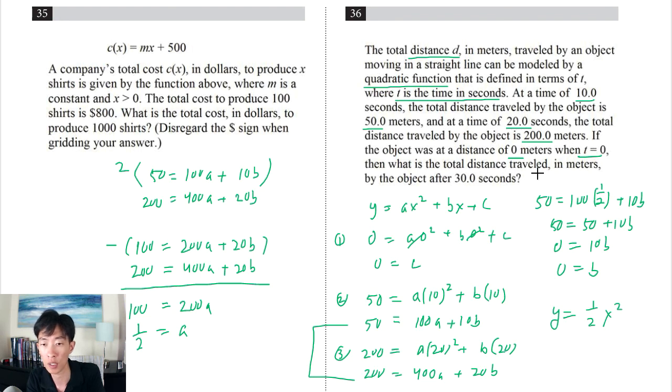So the question that they want to know is, what is the total distance traveled after 30 seconds? So all I'm going to do is plug in 30 for x. So it becomes y equals 1/2 times 30 squared, which is 900, and half of 900 is 450. So that's going to be the answer. A lot of steps, but as long as you keep everything separated, that's probably the easiest way to do it.